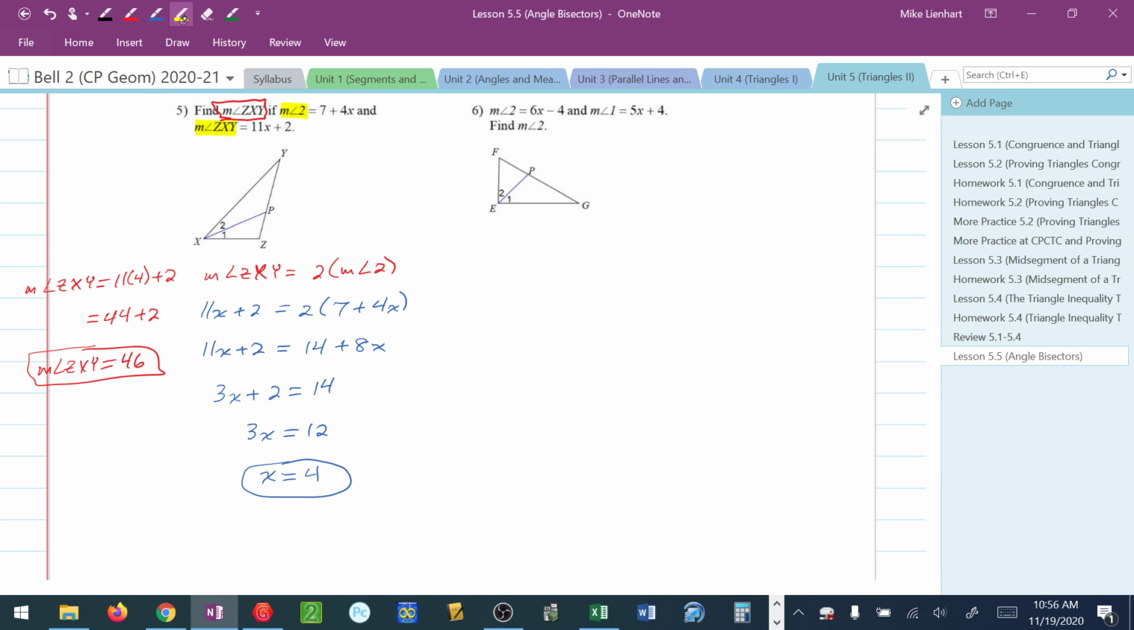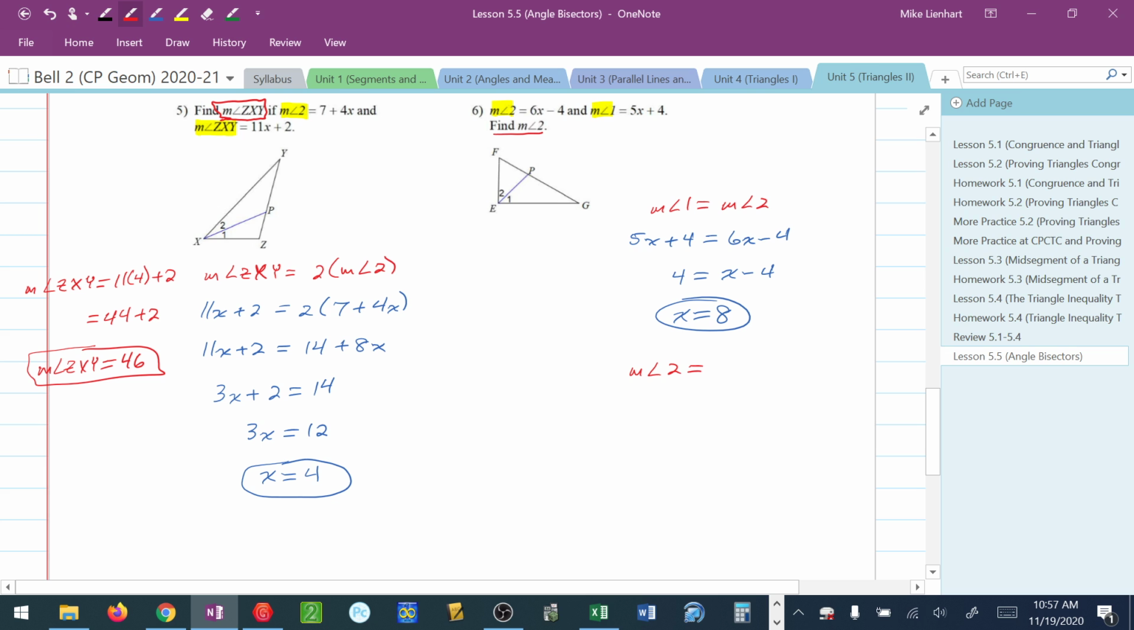Alright, let's look at this last one. They give me the measure of angle 2 and the measure of angle 1. I know the measure of angle 1 is equal to the measure of angle 2. That's the geometry. I'm going to substitute: 5x plus 4 is equal to 6x minus 4. I'm going to subtract the 5x, so I have 4 is equal to x minus 4. Add the 4, so then I get x is equal to 8. Then I go back to the question. What do they want me to find? The measure of angle 2, which is represented by 6x minus 4. So I have 6 times 8 minus 4, which is 48 minus 4, or the measure of angle 2 is 44.